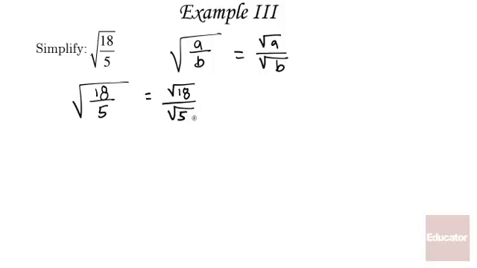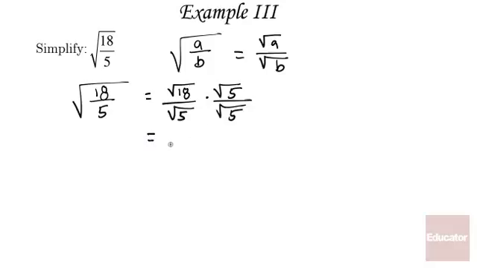Recall that if you want to eliminate a radical in the denominator, you multiply both the numerator and the denominator by the radical expression in the denominator. So since I have square root of 5 in the denominator, I'm going to multiply both the numerator and the denominator by square root of 5. And this is allowed because if you think about it, square root of 5 divided by the square root of 5 is actually just 1. And you're allowed to multiply by 1.